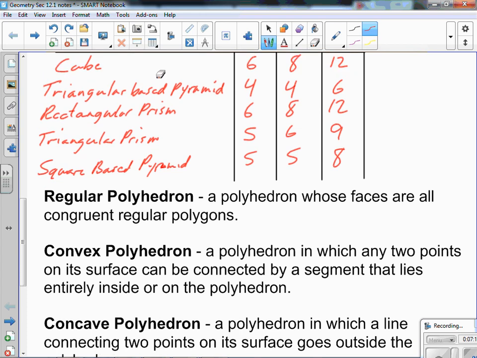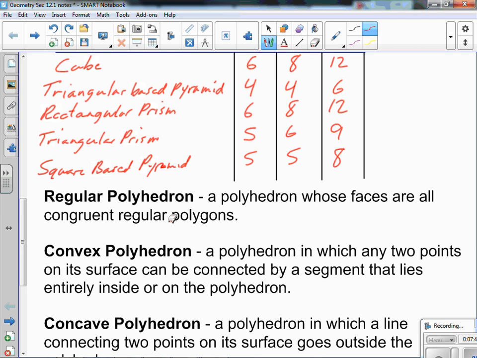So when we look at the polyhedrons, we can have a regular polyhedron, which is going to require that all the faces are congruent regular polygons. So remember, a regular polygon is a polygon that's equilateral and equiangular, or in other words, all the sides are the same length, all the angles are the same. So like a square, equilateral triangle, a regular octagon like a stop sign, that kind of stuff would be regular polygons that would have to be the faces of a regular polyhedron.